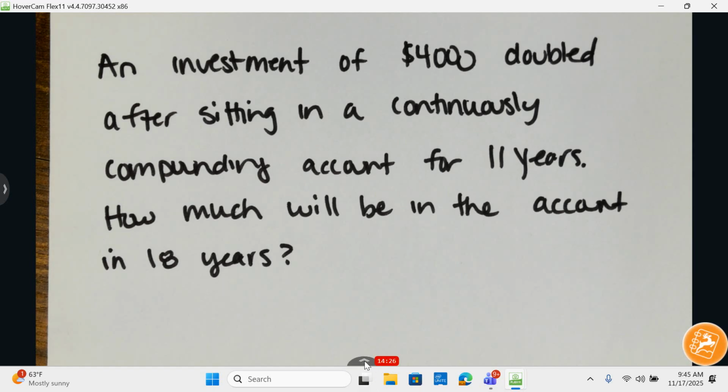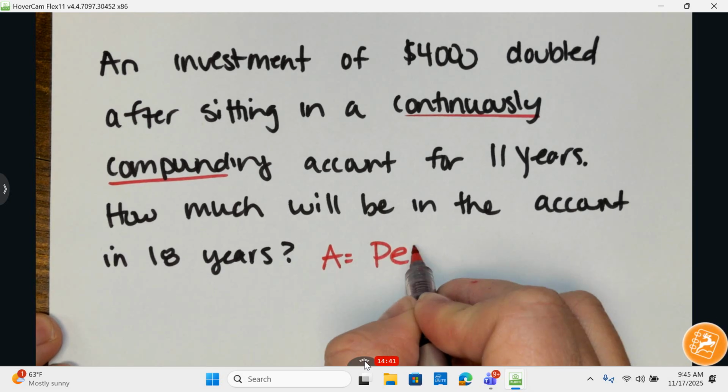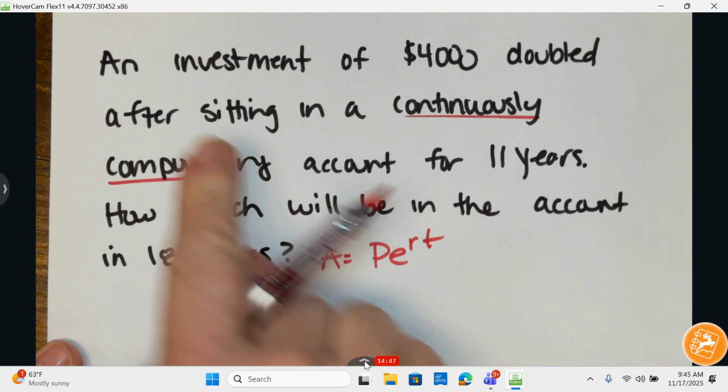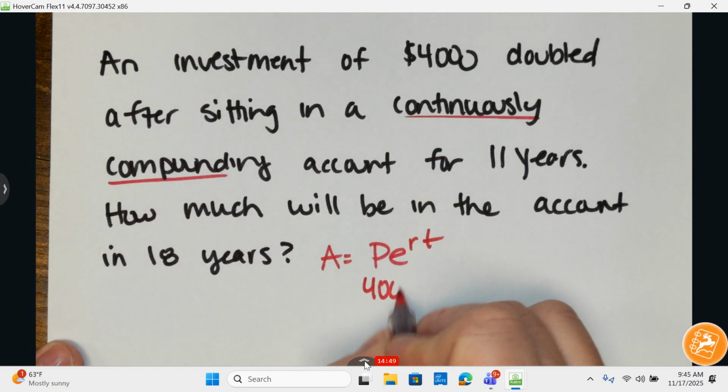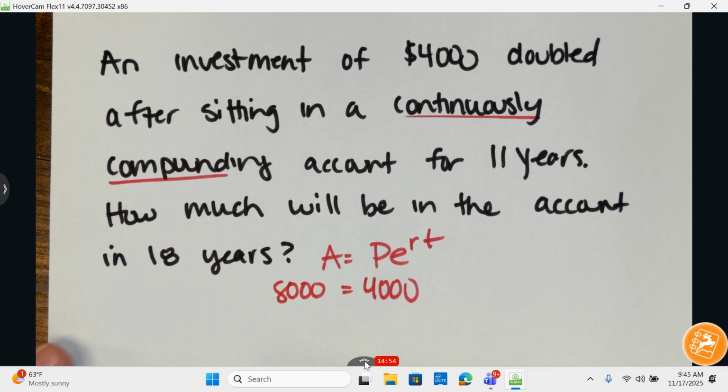Example number 6. An investment of $4,000 doubles after sitting in a continuously compounding account for 11 years. How much will be in the account in 18 years? Okay, so we see continuously compounding. Right away, I know I'm using this formula: A equals P times e raised to the rt. The initial amount is $4,000. It's doubled. So if I double, the outcome would be 8,000, because 4,000 times 2 is 8,000. It's in the account for 11 years, so I'm going to replace the t with 11.